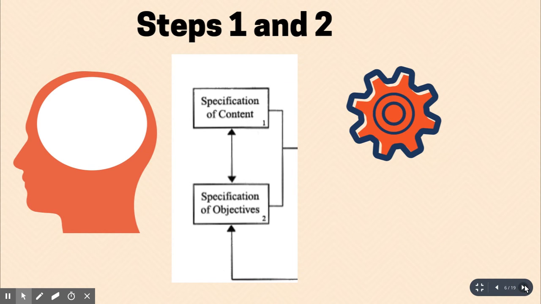Let's first take a look at steps 1 and 2. You'll notice that steps 1 and 2 appear to be occurring simultaneously, even though they are ordinal. This is to acknowledge that although specification of content usually occurs before the specification of objectives, it is not necessary that one be completed before the other in order to be successful. These steps are simply a starting point for the teacher. It is here that she will determine what her lesson will be about and what objectives she will focus on.